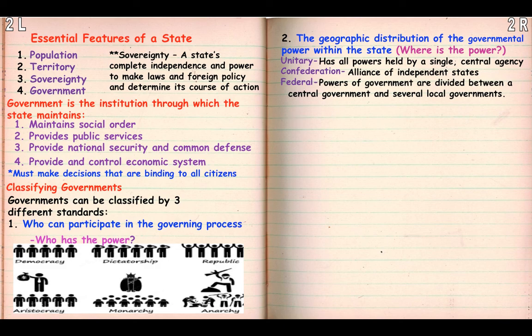Then we have a federal government, and federal government says that the powers between the state government and the central government are equal, right? They go hand in hand.